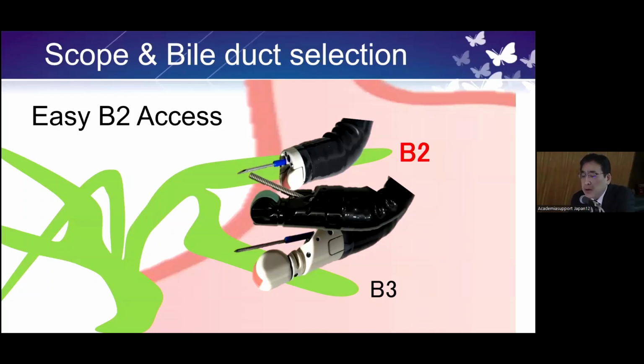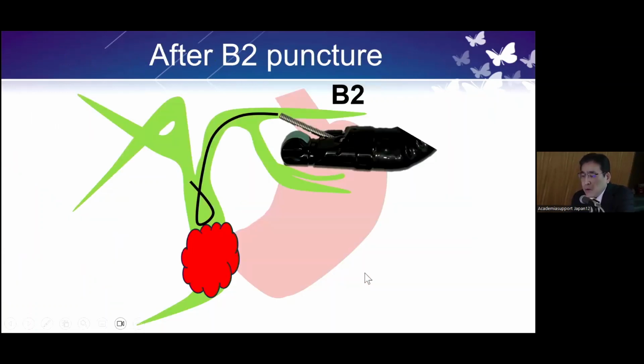This is a schema of the forward viewing scope, the Fuji scope, and the conventional scope. After B2 puncture, the procedure becomes much easier because the wire direction is very strong, with no up and down and usually no branch. So very easy. After B2 puncture, just dilation and put in the stent.